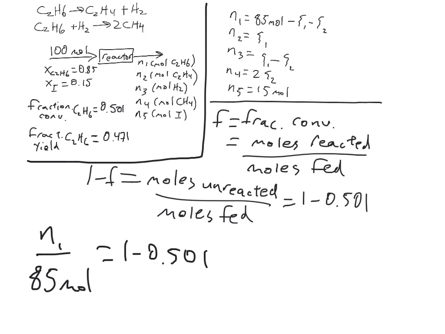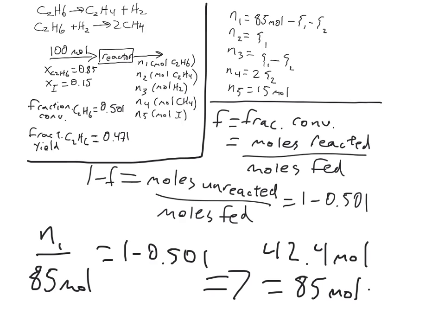And so if I take this equation and plug it into that equation right there, I'm going to get a new rearranged equation in terms of extent 1 and extent 2, and in that case I will have the equation 42.4 moles is equal to 85 moles minus extent 1 minus extent 2. Let me put that in a box. So that's one equation that we get from the fractional conversion that relates extent 1 and extent 2.